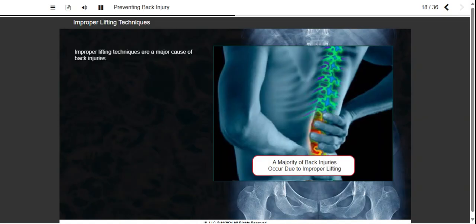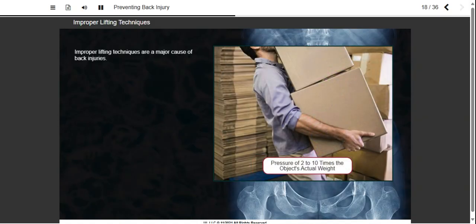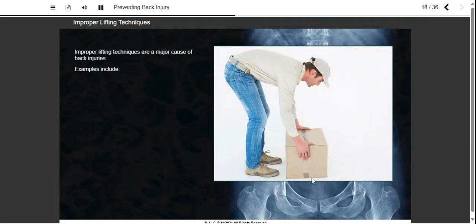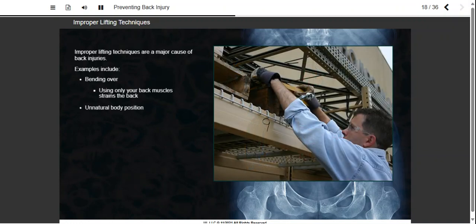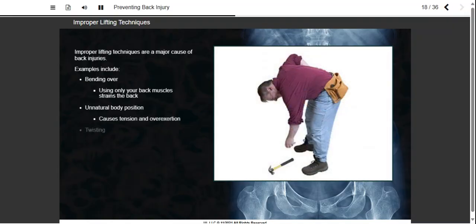Improper lifting techniques are another major cause of back injuries. If you carry an object improperly, you can subject your back to pressures 2 to 10 times the object's actual weight. Improper lifting techniques include bending over a load and trying to pick the load up with your back muscles. Unnatural positions, such as reaching higher than shoulder height or below the knees, or twisting when lifting, can also strain the lower back or cause you to lose your balance.